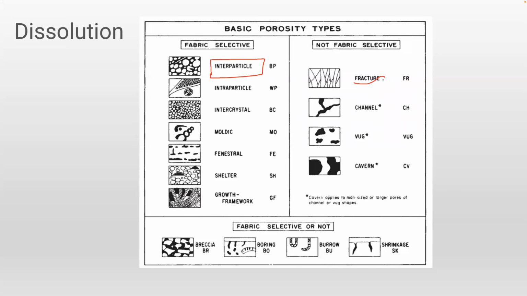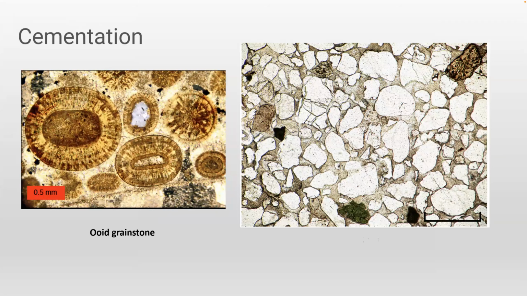But because of the fractures, they have a very, very high permeability. So maybe in the thin section, you can see very good porosities, but in reality, you can have a high permeability. But let's look at some of the thin sections. For example, this cementation, look at this oid grainstone.